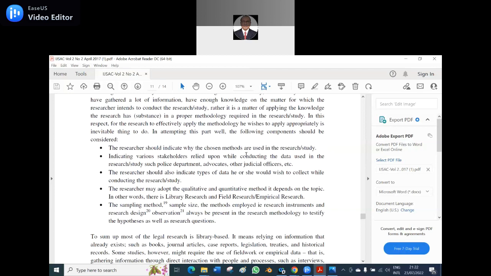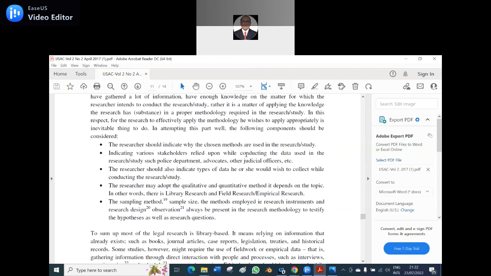So now let us see the general things. In adopting this part, the following components should be considered. What components should be considered in the research methodology? Number one bullet. Can anyone unmute and read? The first bullet: the researcher should indicate why the chosen methods are used in the research study.